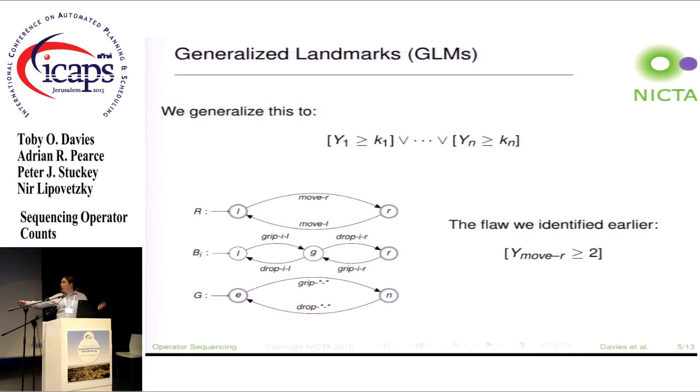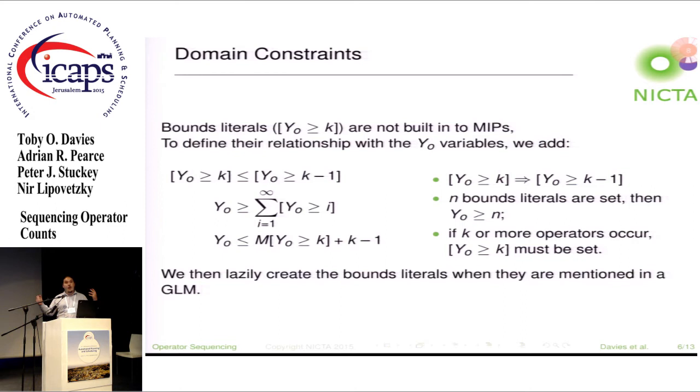So this is saying, we have k1 of y1, or we have kn of yn, and so on. And so the flaw that we identified earlier can be expressed like this. We need at least 2 of move right. Now, unfortunately, these bounds literals are not baked into MIPs. We need to add a lot of constraints. Well, 3 constraints per bounds literal to make them work.